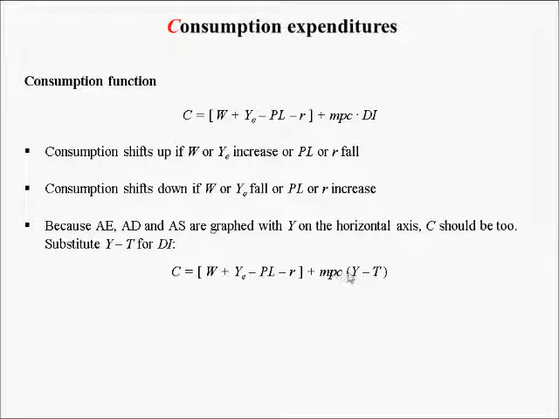So I have MPC times disposable income here. So there's nothing really incredible about this, right? I'm just using the definition that we came up with for disposable income, which could be a different form. You could come up with a different form if you wanted.